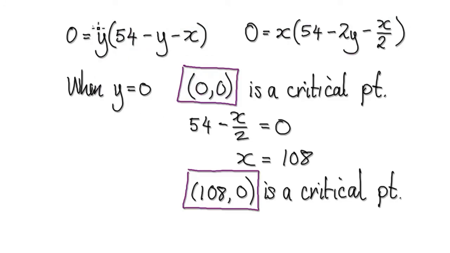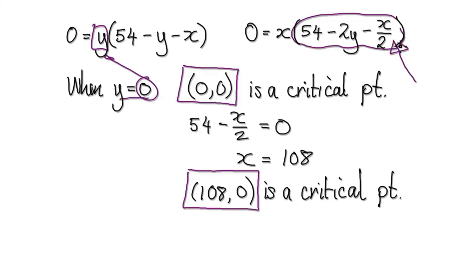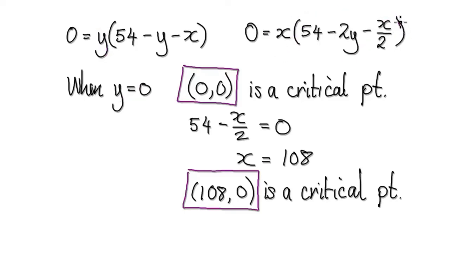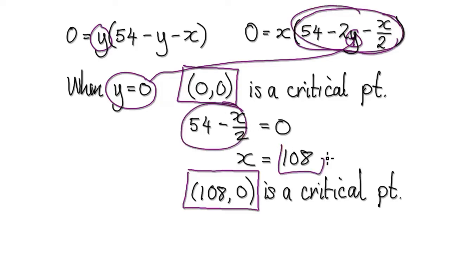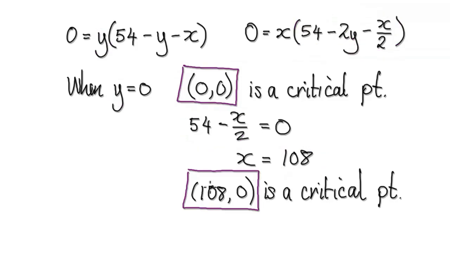Now remember, we are still considering when y equals 0. The other scenario is that this bubble here could be 0. So when y equals 0, we have to somehow make this bubble to be 0, because if this bubble is 0, then the whole thing would be 0. So we've got to concentrate on making this to be 0. Remember, when y equals 0, we can put 0 into here. So this whole thing here will then become this, meaning x must be 108. So another critical point is 108, 0. So far we've got two critical points, this and this.